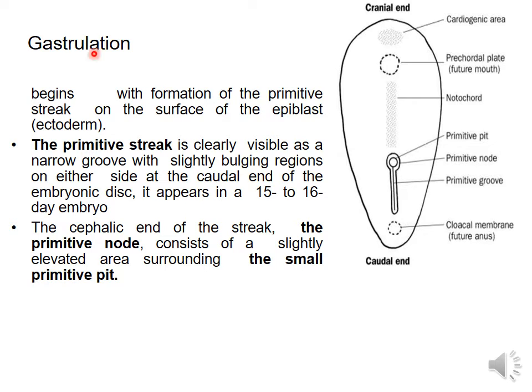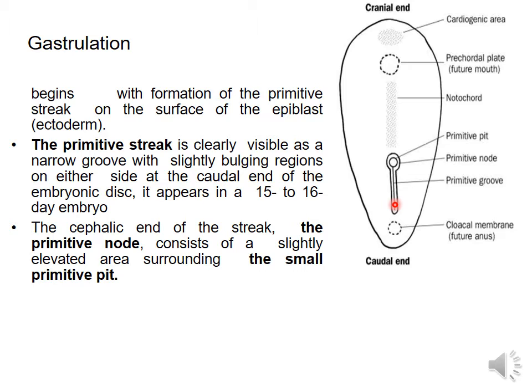Now, gastrulation begins with the formation of a structure named the primitive streak on the surface of the epiblast. This epiblast will be named the ectoderm later on. This is the primitive streak. It's clearly visible as a narrow groove with slightly bulging regions on either side at the caudal end of the embryonic disc. This is the embryonic disc. This area is the caudal end where we see the primitive streak. This arises at about 15 to 16 days.